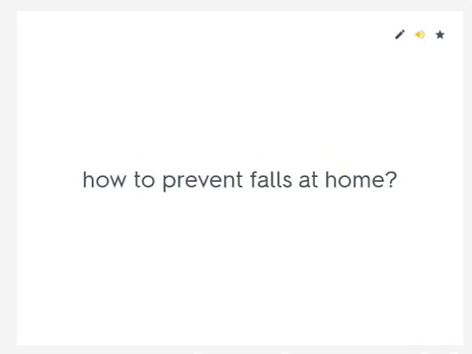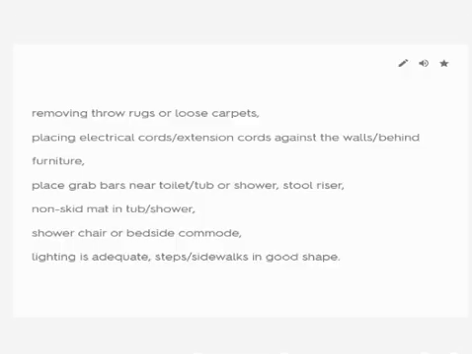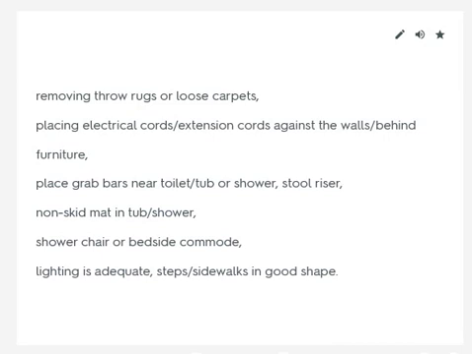How to prevent falls at home. Removing throw rugs or loose carpets, placing electrical cords, extension cords against the walls behind furniture, place grab bars near toilet, tub or shower, stool riser, non-skid mat in tub shower, shower chair or bedside commode, lighting is adequate, steps and sidewalks in good shape.